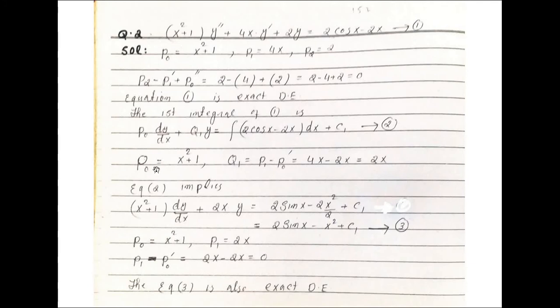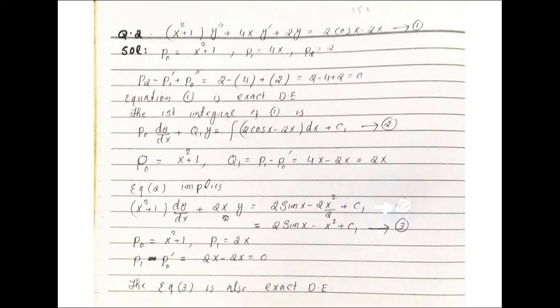Now what is P naught here? This P naught is this one, and this Q1 is by formula P1 minus P naught dash. So where is P1? P1, this is P1. So putting the value of 4x, where is P naught? This is P naught. Similarly, this P naught is again here. So differentiating, we get 2x. This is 2x. Simplifying, this is the value of 2x. Putting all these values here. So this P naught is x square plus 1, dy by dx, this Q1 is 2x which is here, and here integration of cosine is sin x, along with this 2, integration of 2x is 2x square over 2 plus c1.